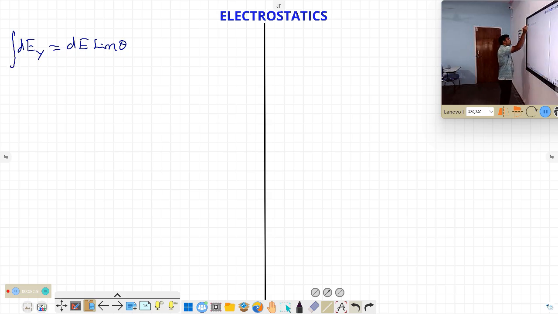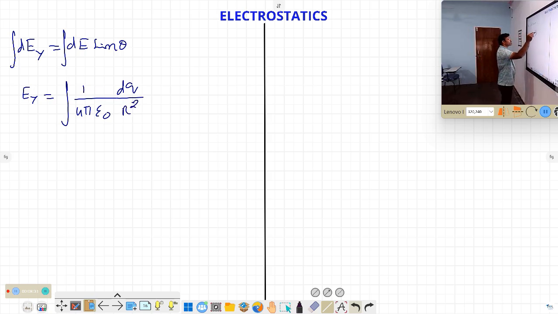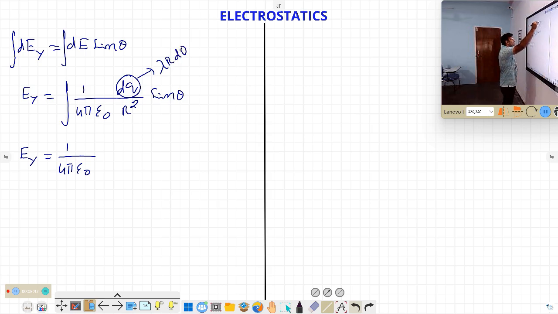Now we have to integrate this the same way. So the integral of dEy is Ey, which is equal to the integral of 1 by 4 pi epsilon naught into charge dq by the distance, the radius, r square, into sin theta. Now here also replace dq with the terms we did just before. 1 by 4 pi epsilon naught is constant, and here dq can be replaced with lambda into r into d theta, where lambda r is constant, I take it outside, and in the denominator we have r square, which is also constant, so take it outside.